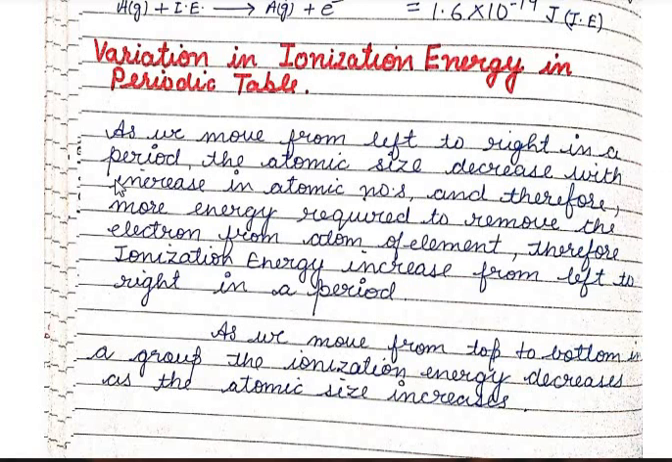It means in a period from left to right, ionization energy generally increases, and in a group from top to bottom, ionization energy generally decreases.